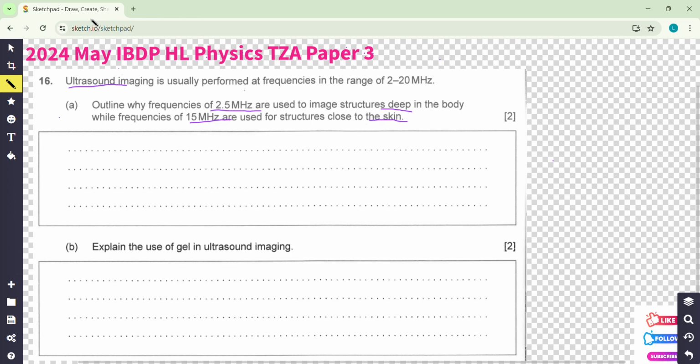So for high frequency, high frequency has a short wavelength, and short wavelength has a better resolution. So this better resolution is used for skin.